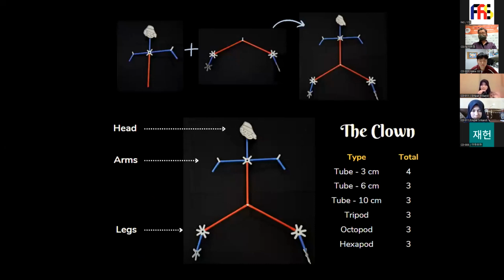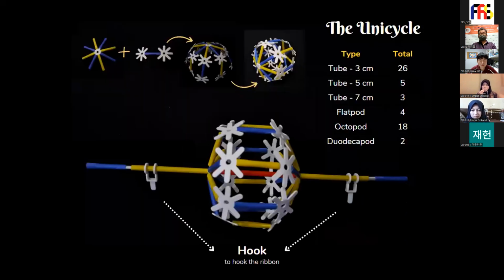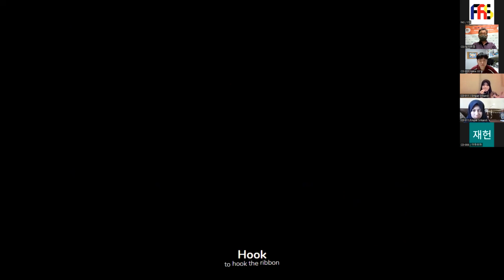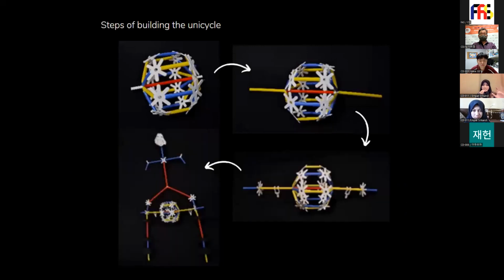From that, we then have the spare unicycle. It's equipped with hooks on the right and left side. These hooks are used to connect the unicycle to the ribbon. In the next slide, we can see the clown will be linked with the unicycle.